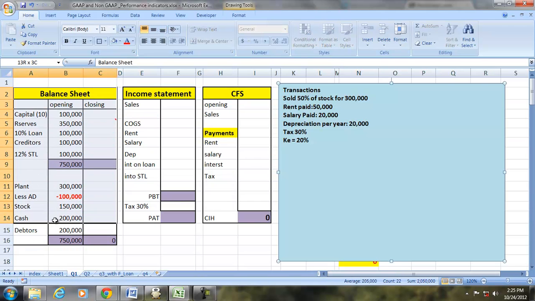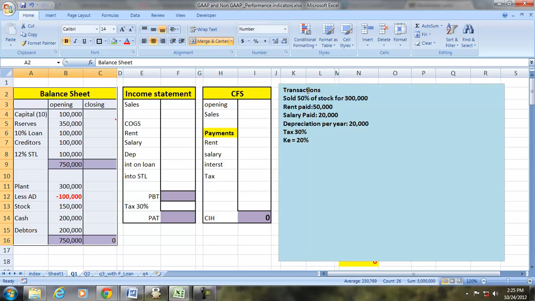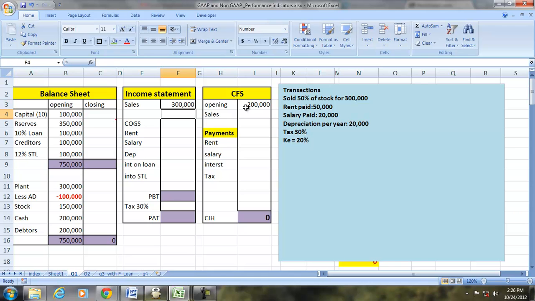Now suppose this is the information given, the balance sheet given, and some transactions are given. Let us first complete the GAAP driven financial statements, then from that information we'll use to find the EVA. So the opening cash in hand as usual will be picked up from the balance sheet. Sales is given as 300,000 and we assume the sales to be for cash, and whenever there is a sale there has to be the cost of goods sold, and the cost of goods sold is 50% of the stock. So as a result the stock will come down to the extent of 75,000.